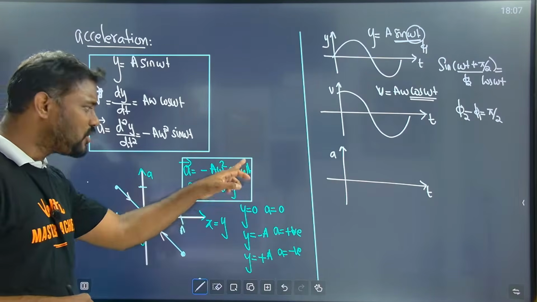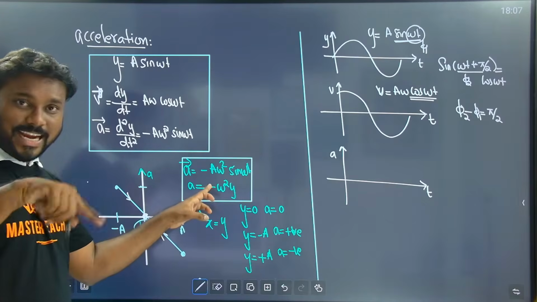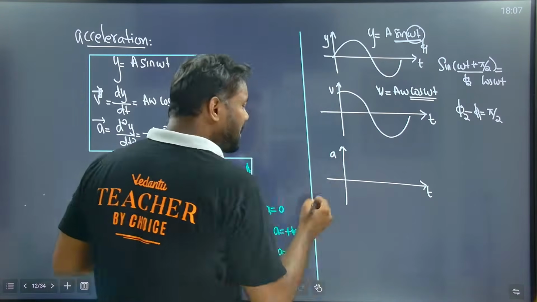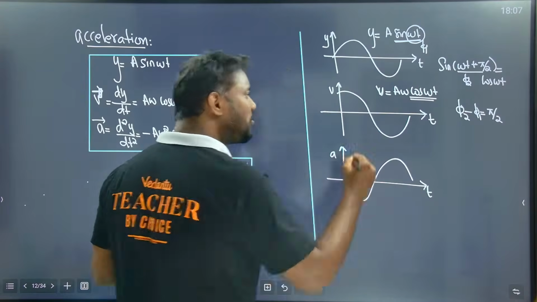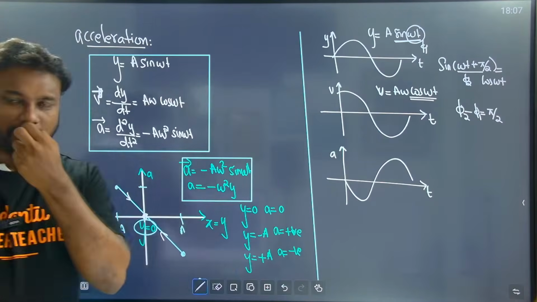Because y is a sin function, but it is negative. This is the positive direction, but what will the negative direction be like? It's like this. Did you understand? This must be known clearly.